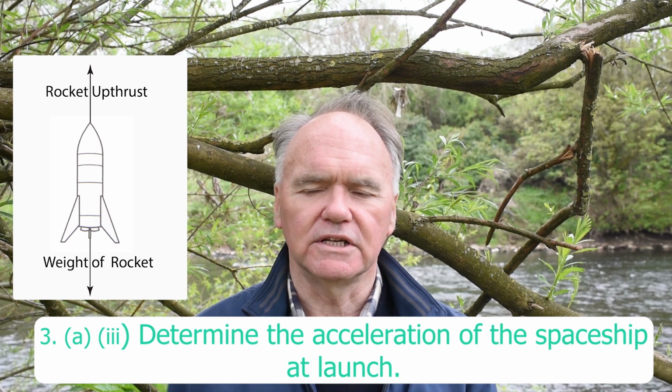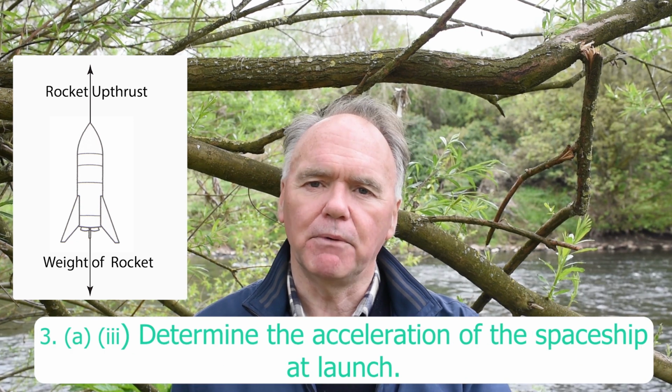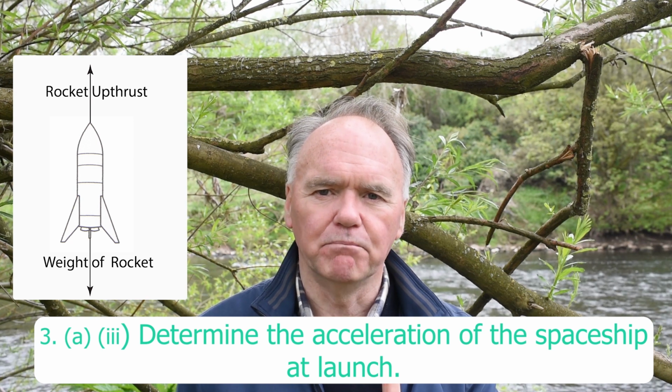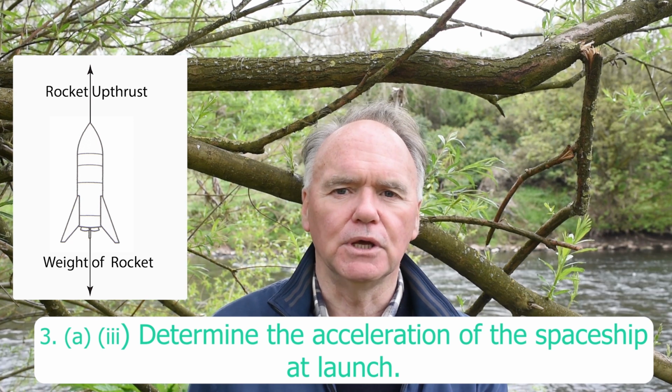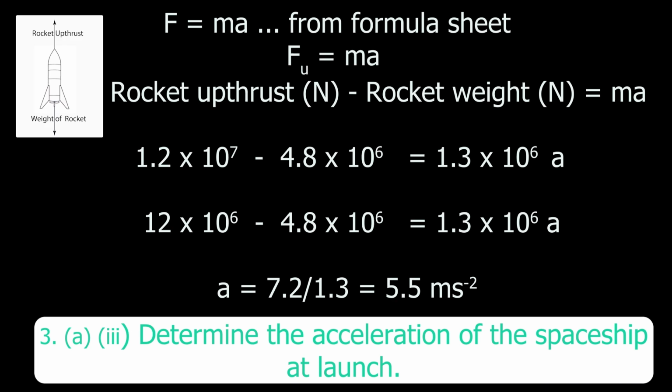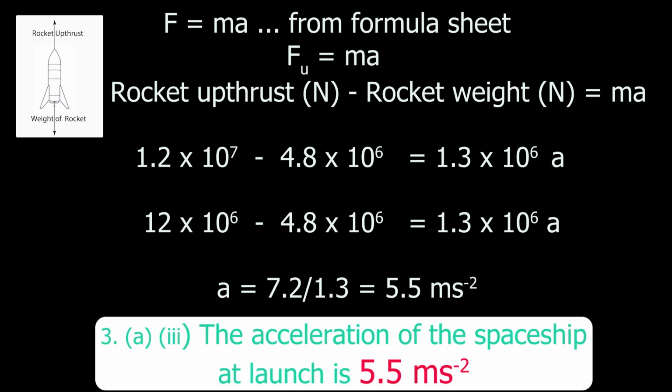Well, the formula used here is F is equal to m times a, but we have to remember F is always an unbalanced force. So I put in the wee subscript U to indicate that. So the unbalanced force here is the rocket upthrust, take away the rocket's weight, and that's equal to the mass of the rocket times the acceleration. Put them all in the formula. Upthrust, take away weight, is equal to m times a, and you get an answer of 5.5 meters per second, and that's the acceleration of the rocket as it rises from the surface of Mars.